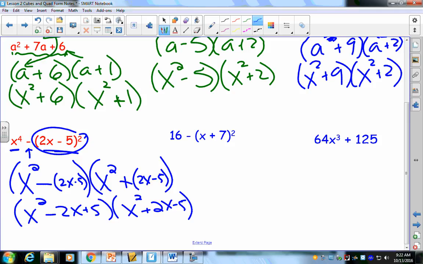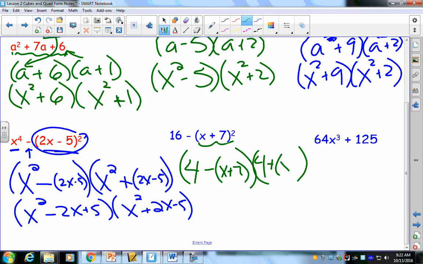All right, same thing over here. I've got a difference of perfect squares. 16 is a perfect square, and so is this. Square root of 16 is 4. Minus and a plus. X plus 7. X plus 7. All right, so I've got 4 minus x minus 7. 4 plus x plus 7. And I can simplify, combine your like terms. So in this one, I'm ending up with -x minus 3.